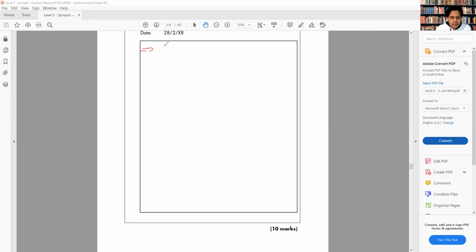A separate entity, where the owner and the business are separate. So separate entity concept: the owner and the business are separate. This is the main fact of the limited company. So business and the owner are separate.